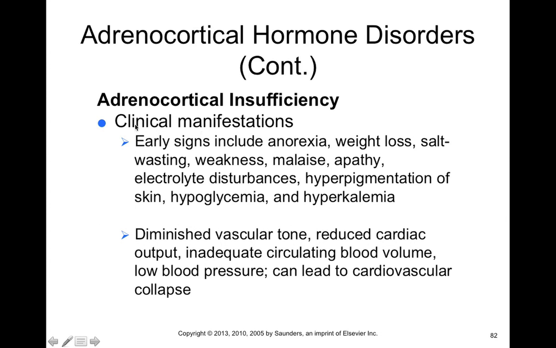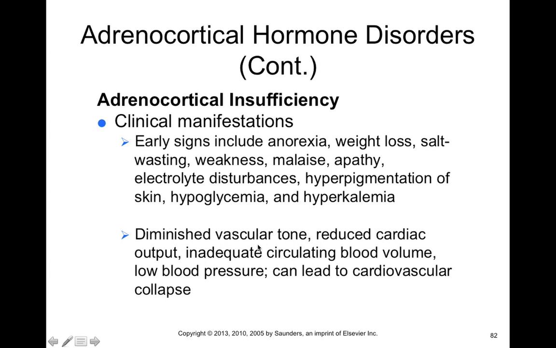Now, some of the clinical manifestations of adrenocortical insufficiency include things like anorexia, weight loss, salt wasting from a lack of aldosterone, weakness, malaise, apathy, electrolyte disturbances, again from aldosterone insufficiency, as well as hyperpigmentation of skin, and hypoglycemia, which comes from the lack of cortisol, and hyperkalemia, which comes from the lack of aldosterone. Because remember, we learned that aldosterone is involved with potassium secretion, as well as sodium reabsorption. So if you lack aldosterone, then you're going to have high blood potassium levels, because you don't have a good way to get rid of that potassium.